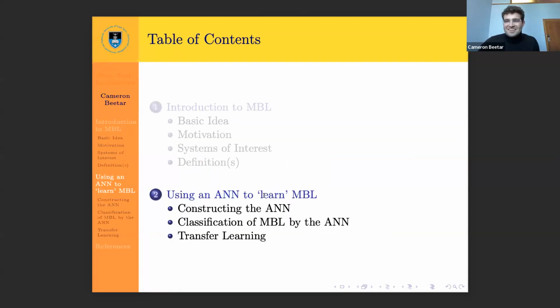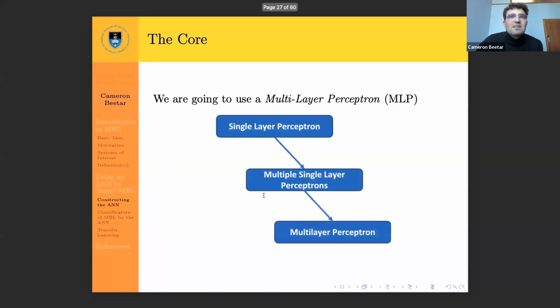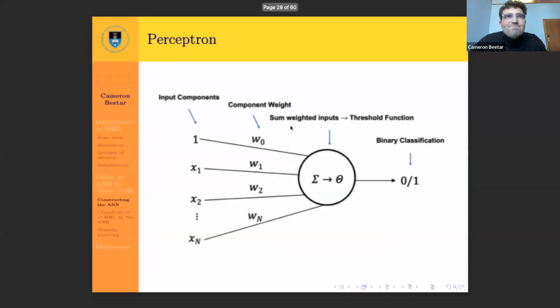So onto the neural network side of things a little bit more precisely. We're going to use something called the multi-layer perceptron. I think Professor Schock talked about perceptrons in the first talk. I'll try and give you a brief overview of how we get to a multi-layer perceptron from a single layer perceptron. We're going to take single layer perceptrons, stack them into multiple single layer perceptrons, and then stack those into what's called a multi-layer perceptron.